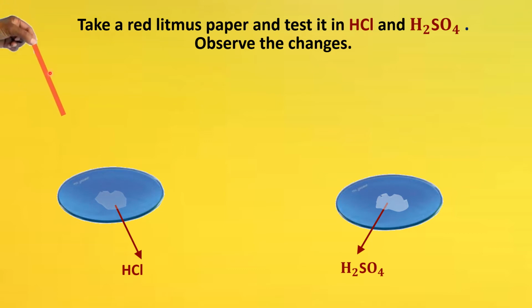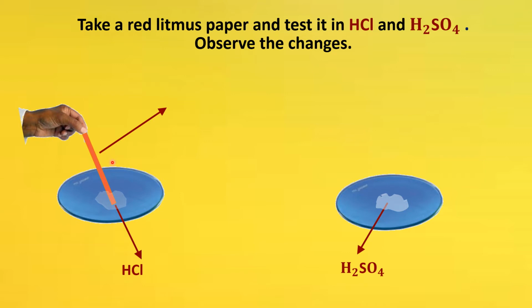See, this is the red litmus paper. It is kept in dilute HCl. Wait for a few seconds. You may find a change or you may not find any change. You are not finding any change. This is the red litmus paper. So with dilute HCl, we are not finding any change in the litmus paper.